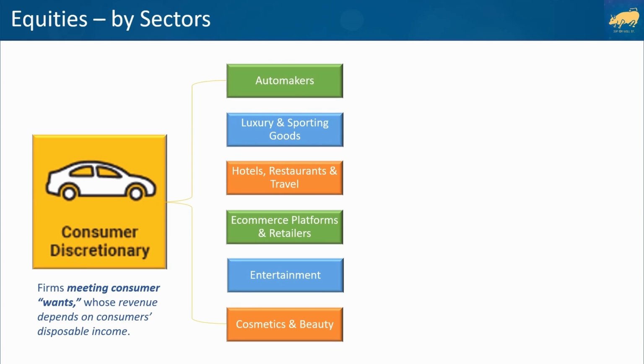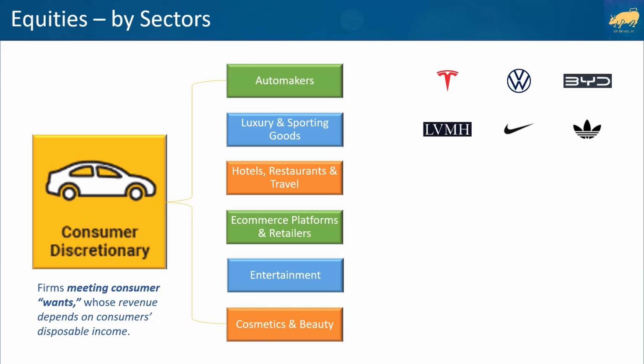The consumer discretionary sector includes businesses meeting consumer wants, whose revenue depends on consumers' disposable income. The sector includes industries like automotives, luxury and sporting goods, hotels, restaurants and travel, e-commerce and retail, entertainment, and cosmetics and beauty. Looking into these industries globally, we see that Tesla, Volkswagen, and BYD Auto are the biggest automakers.